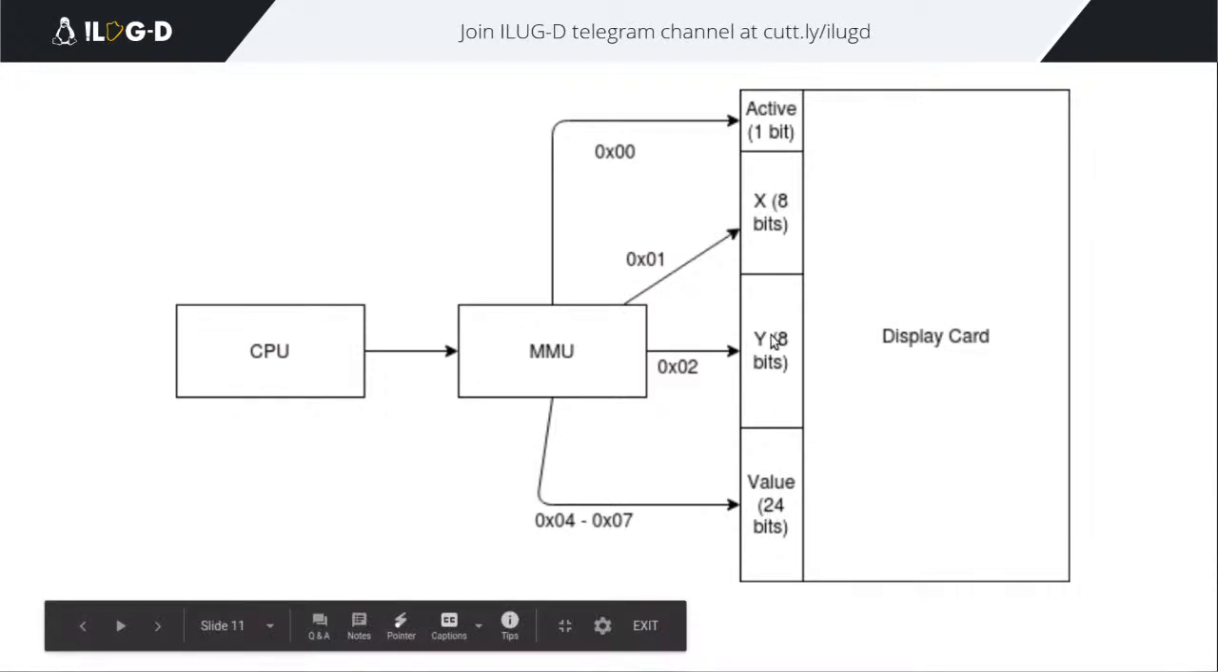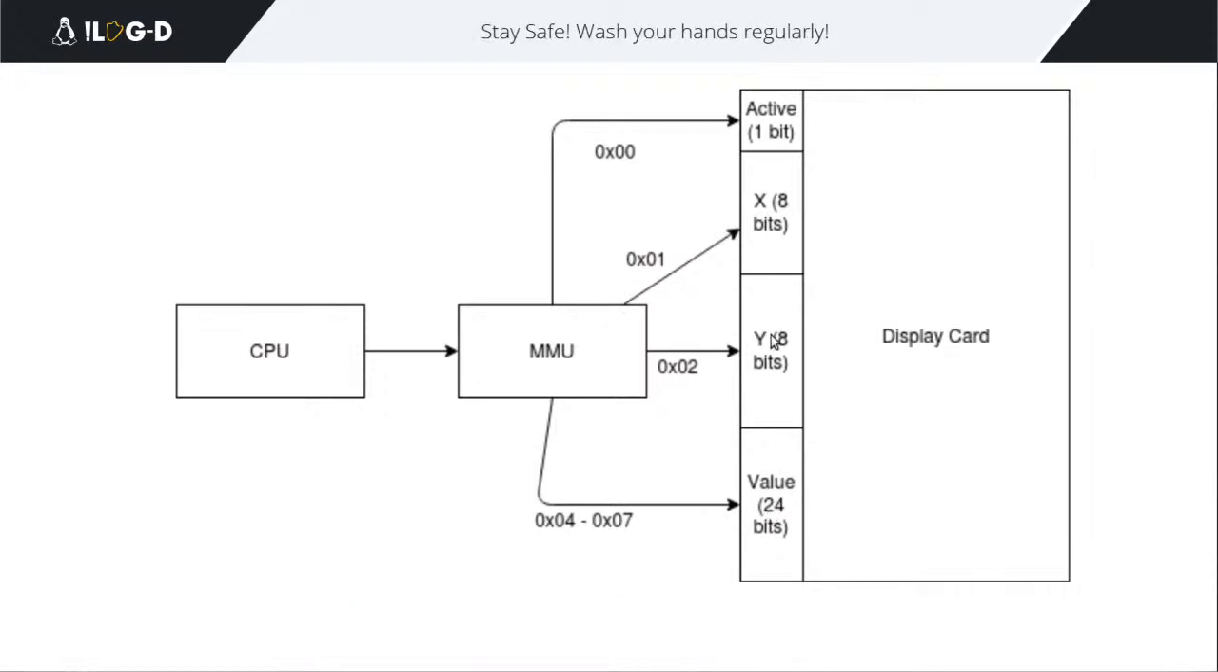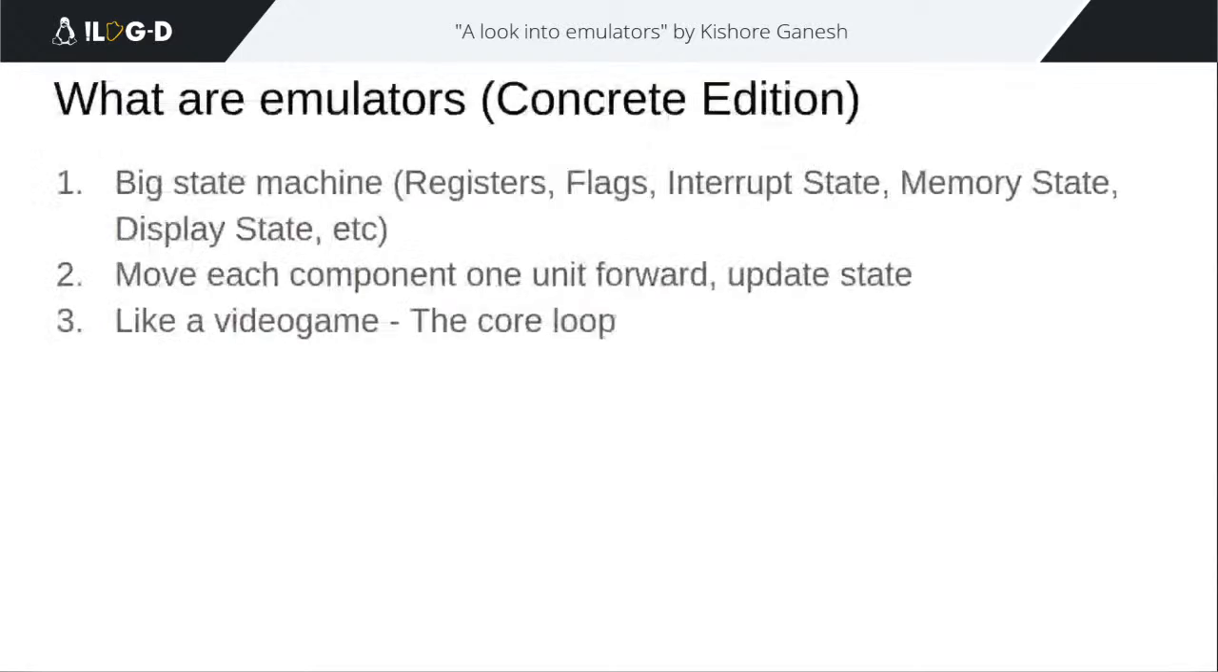This is a possible way how the CPU can actually affect something outside its scope, how the CPU is actually able to display something on screen, right? So now, all this time, we have been talking about emulators in a very, very abstract manner. So let's try to become a little bit more concrete, right? So what an emulator is, it's basically this very large state machine, right?